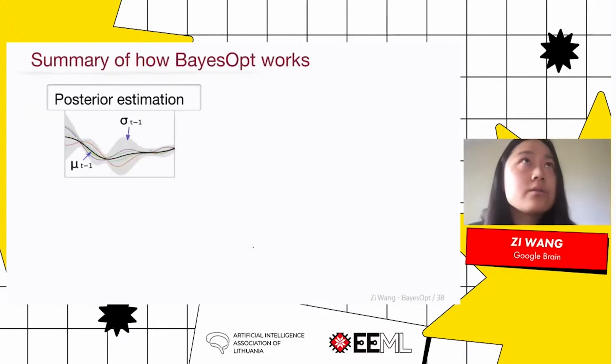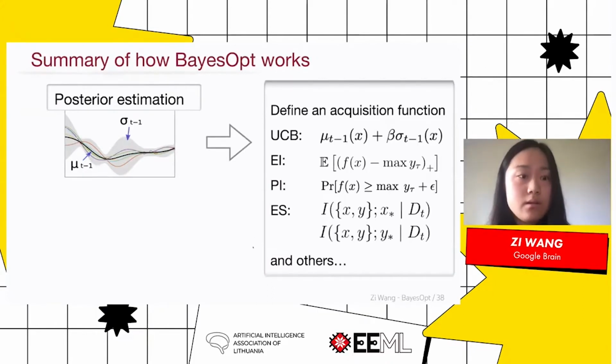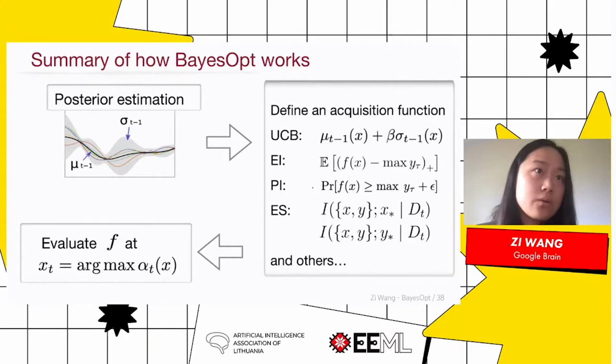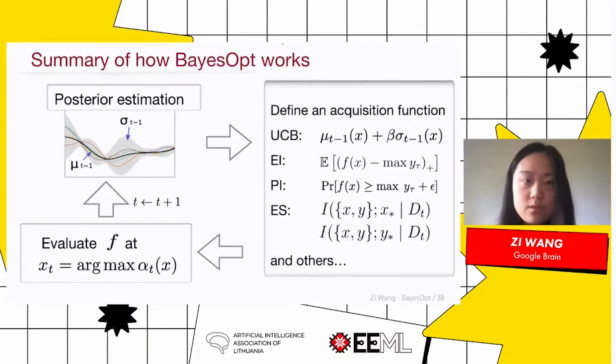All right, just to summarize how this works. We have posterior estimation, and then we define acquisition functions. There are a lot of them if you look at the literature. Then we evaluate this function f at the point that achieves the best acquisition function value, and then we repeat. This is basically the process that you need to know in order to understand these kinds of methods.